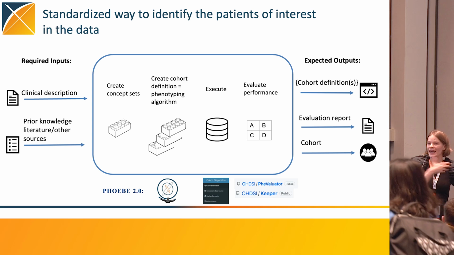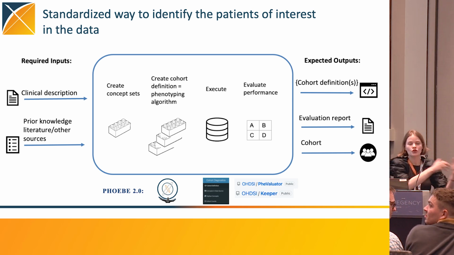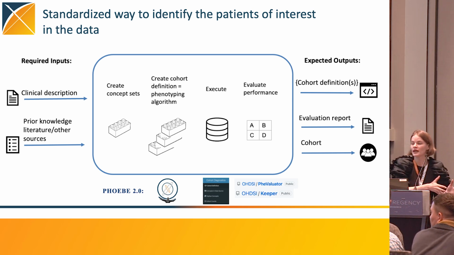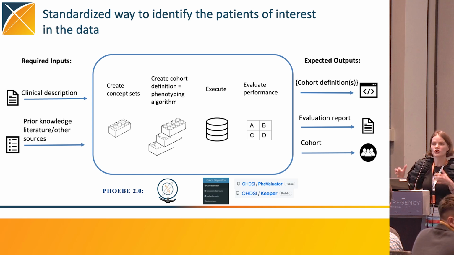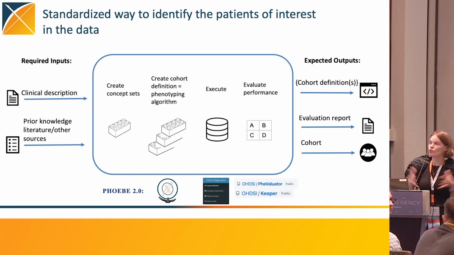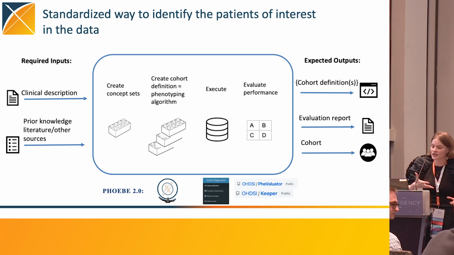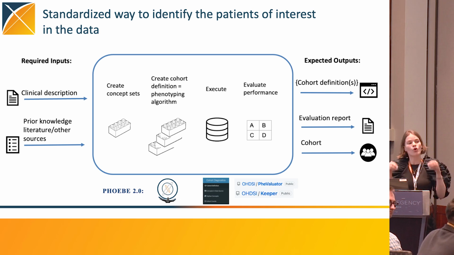When does a patient enter the cohort? When do they exit? What kind of inclusion and exclusion criteria do you need to apply? For how long do these patients need to satisfy these criteria? So the algorithms are more than the concept sets, but the very first step is to come up with these concept sets, and this is what we will mostly talk about in this tutorial.